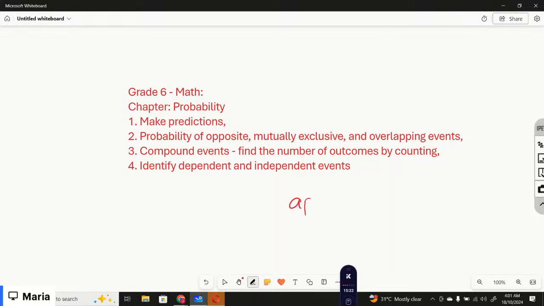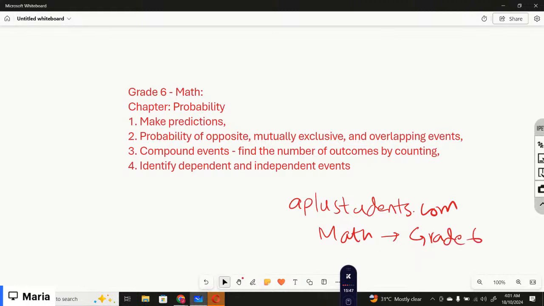You can find all the lessons on aplusstudents.com. You have to log in there using your email address as provided by the administrator. Then you have to select math from the subject tab. Scroll down to grade 6 math and then click on view all lessons. There you can find a list of the chapters.